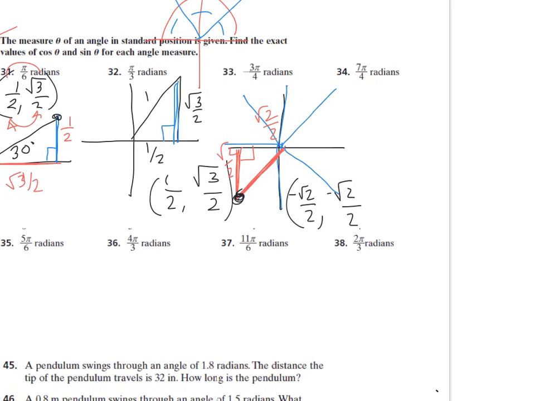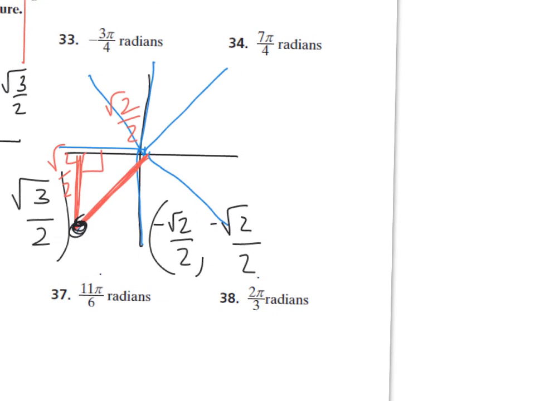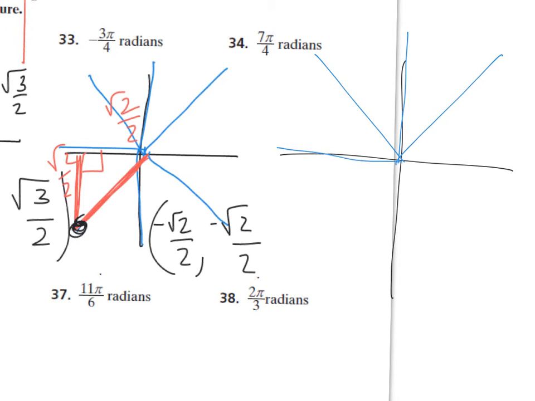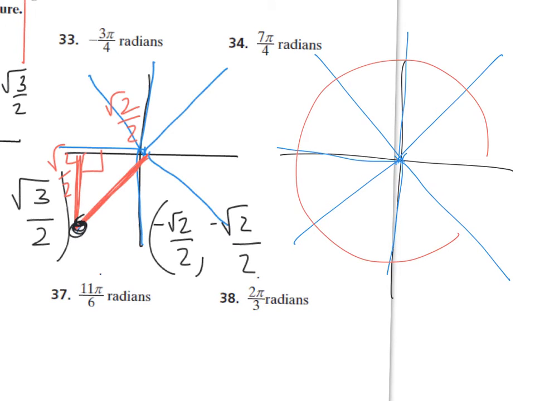Now let's go to 7 pi over 4. So 7 pi over 4. Think of cutting it into fourths again. 1, 2, 3, 4, 5, 6, 7. So 7 pi over 4 is going to be all the way over here, which again, this is your reference triangle, and this is 45 degrees. The radius is 1, this side's root 2 over 2, and this side's root 2 over 2.